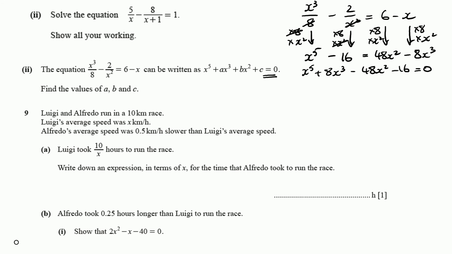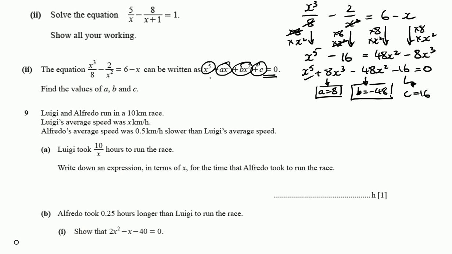So they've said show it can be written as x to the 5, which I've got, plus something x cubed. Well, that means the something must be 8, because I got 8x cubed, plus something times x squared. Well, my something is minus 48, so b equals minus 48, plus some number, c. And my number is 16, so c must be 16.